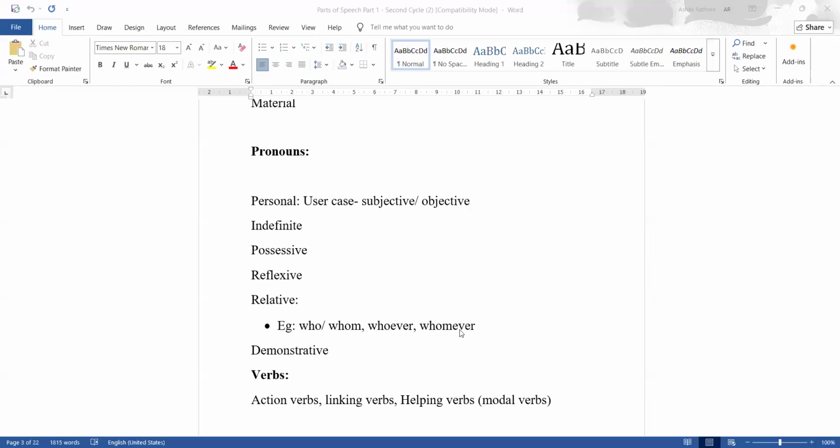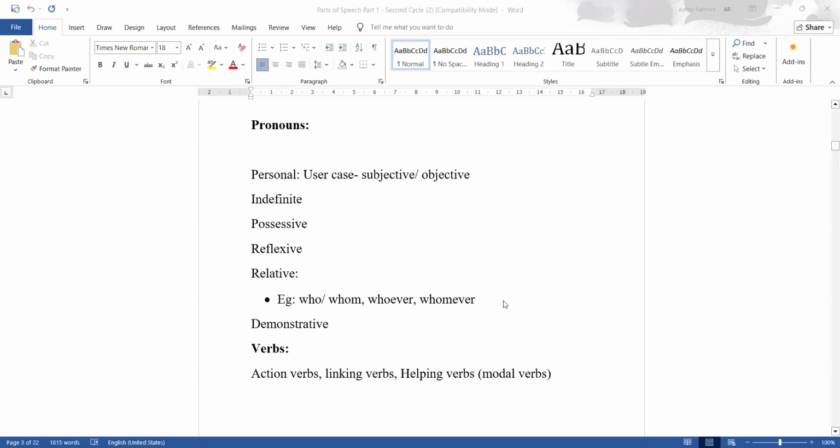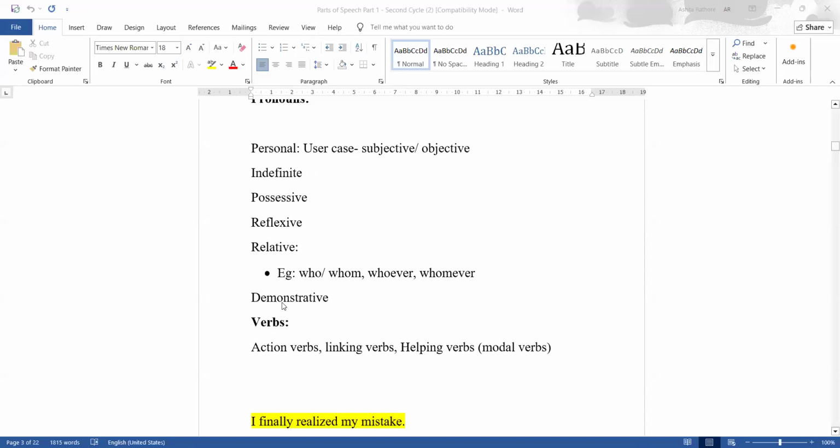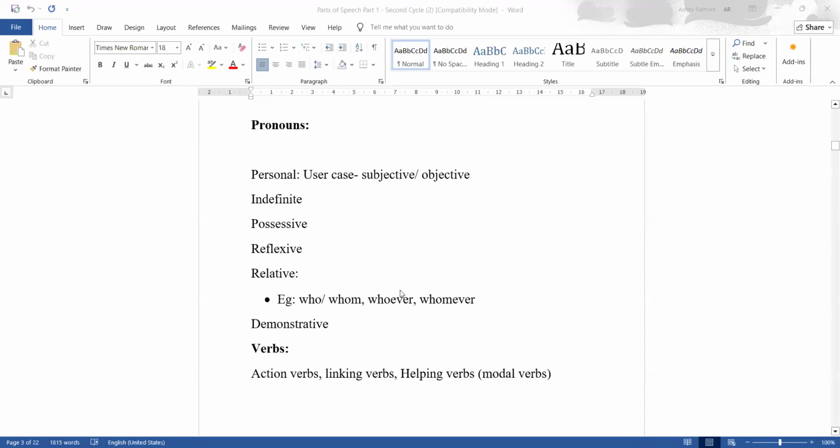So whoever versus whomever. Again, same difference. Whoever, subject. Whomever or whomsoever that we use, object. Clear? Okay? Then demonstrative pronoun. Very simple. This, that, these, those. We already know this.